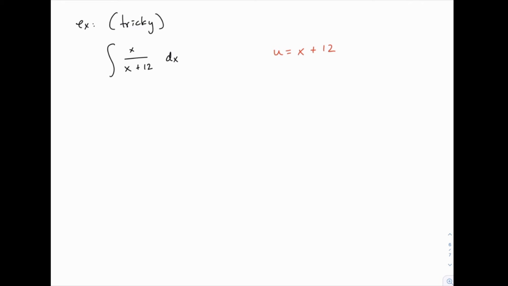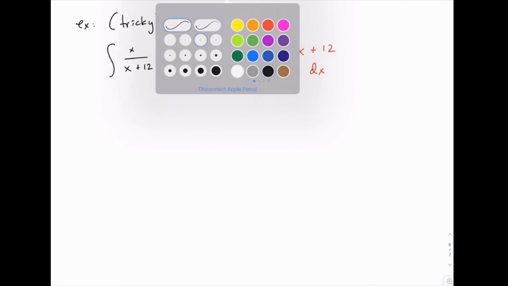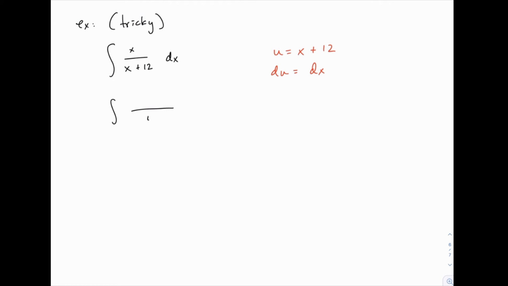If we let u equal x plus 12, du is pretty easy. That's just 1, the derivative of x plus 12, times dx. So making the substitution starts out pretty easy. X plus 12 gets replaced with u, dx gets replaced with du, and everything looks good so far, except we have this lonely x that cannot be replaced. Or can it? See if you can figure out a way to replace that x with something in terms of u.